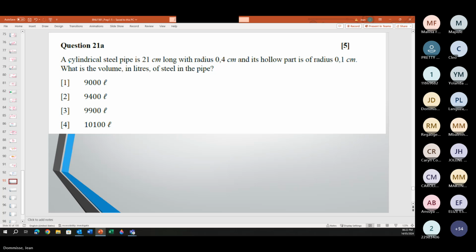So a cylindrical steel pipe is 21 centimeters long. So think about it as nearly, and that's why none of these answers are right. So it's shorter than a ruler, 21 centimeters long, with a radius of 0.4 centimeters. So it basically looks like a pencil nearly. Its hollow part has a radius, so you can look at it, that is the cylinder, and then there's a hollow part in the middle.